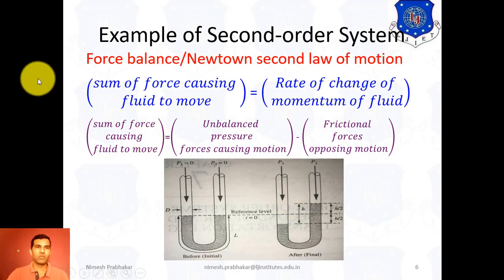That means the sum of force causing fluid to move is equal to the unbalanced pressure force. That means the pressure balance is changed. We know if P1 is greater than P2, then this condition is achieved. This is the unbalanced pressure force causing motion minus the frictional force. This frictional force is present due to the fluid in this tube on the opposite side, so this is the minus sign. Now first of all we calculate the unbalanced pressure force causing motion.